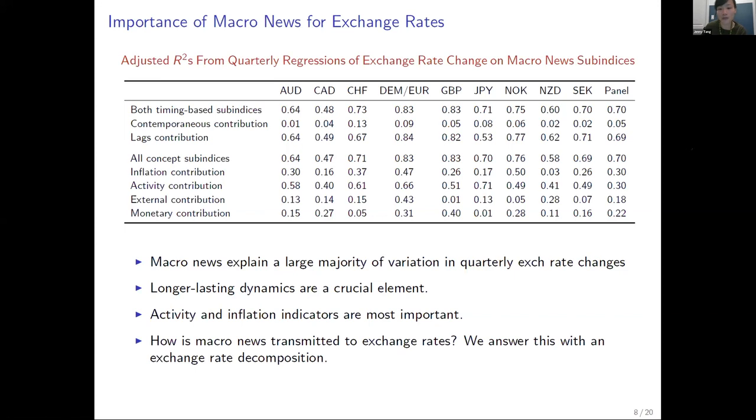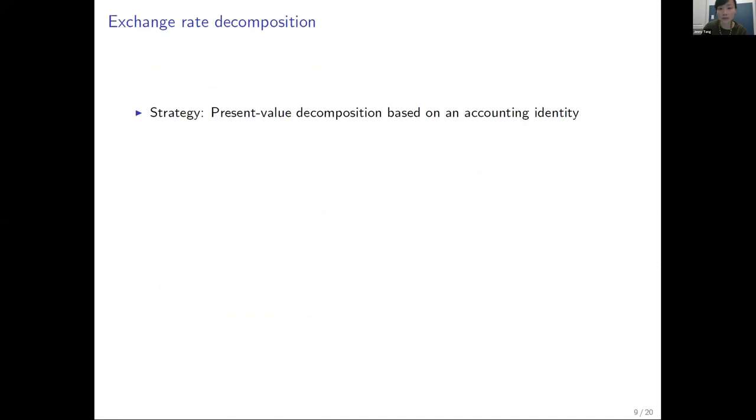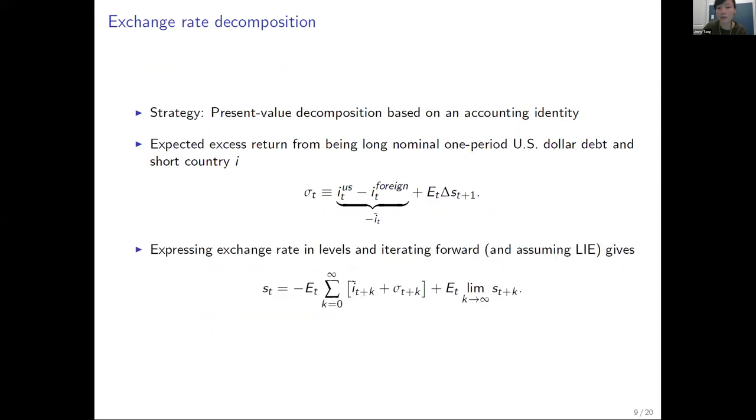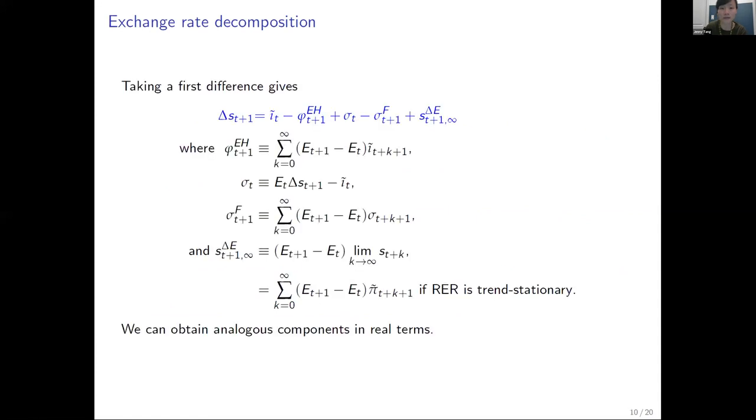So then we want to understand how macro news is transmitted to exchange rates. We answer this with an exchange rate decomposition. Our strategy is to do a present value decomposition based on an accounting identity in which we just define an expected excess return from being long nominal 1 period US dollar debt and short country I debt. Using this definition, we iterate forward and assume the law of iterated expectations to obtain this decomposition of a 1 quarter change in the nominal exchange rate.